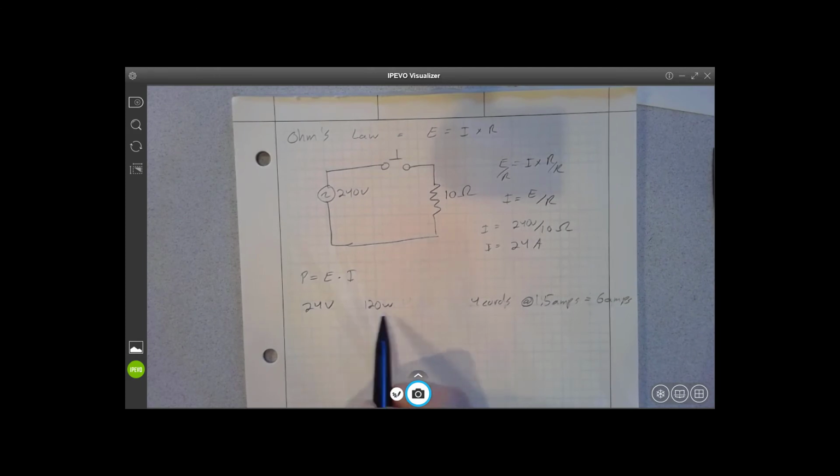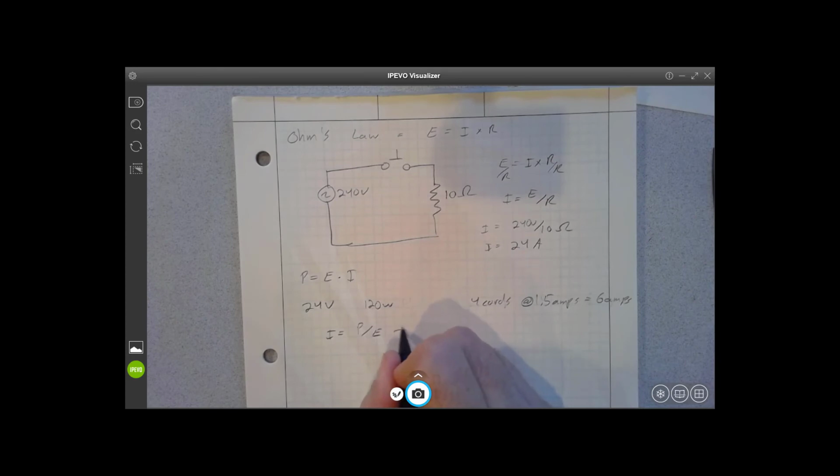So you don't have an amp value for your power supply, for your source. You have one for your draw. And now you need to figure out, okay, can the supply I've got do that? So we have our P, that's 120 watts. We have our E, that's 24 volts, but we need to solve for I. So rearrange that equation to say that I is equal to P divided by E.